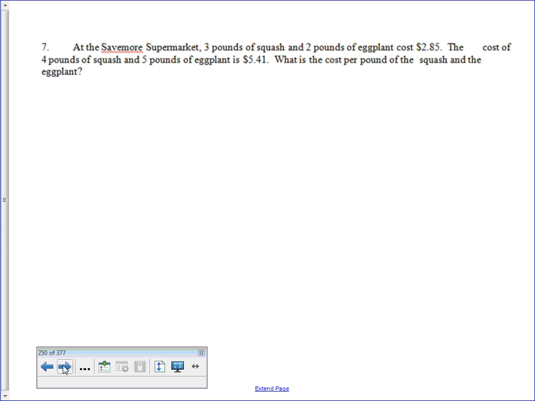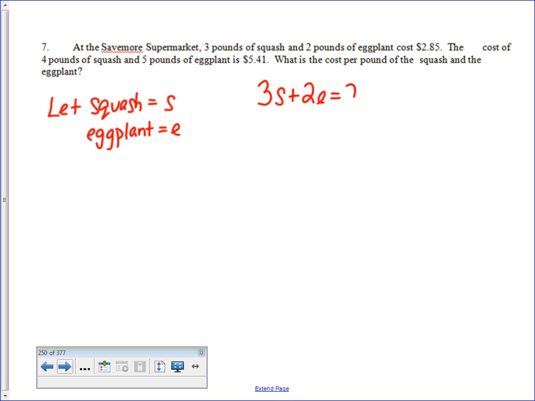So again, let's make a let statement. Because I am a little forgetful sometimes, I'm going to let squash equal S and eggplant equal E. That way I know exactly what I'm solving for. And now, what information do they tell me? 3 pounds of squash, 2 pounds of eggplant equals $2.85.